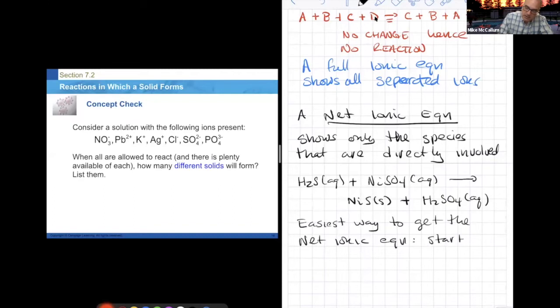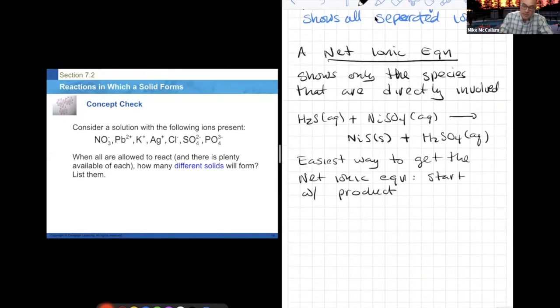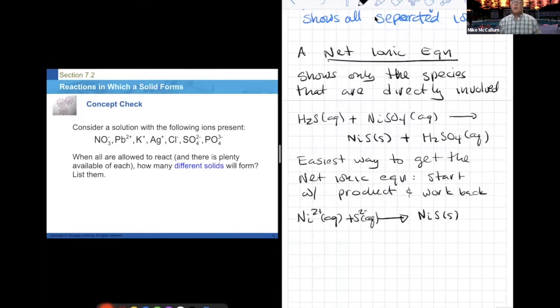is to start with the product, right? We have the whole equation written out here, but I'm just going to write the product, nickel sulfide solid, and then work backwards. Nickel sulfide is composed of nickel 2, I should have said nickel 2 sulfide. So there's the net ionic equation, right?